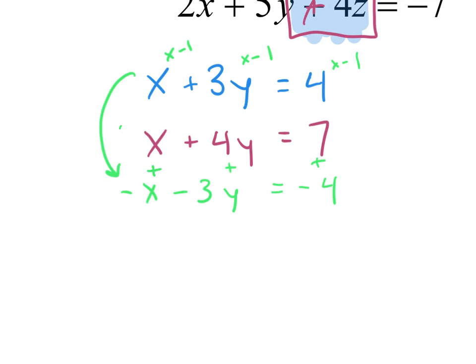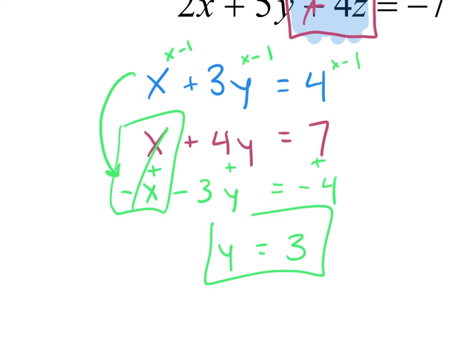What happens to our x's? They cancel out. Perfect. What is 4y minus 3y? Y. And then what is 7 minus 4? 3. So we got y is equal to 3. That's it. It's one of our answers.